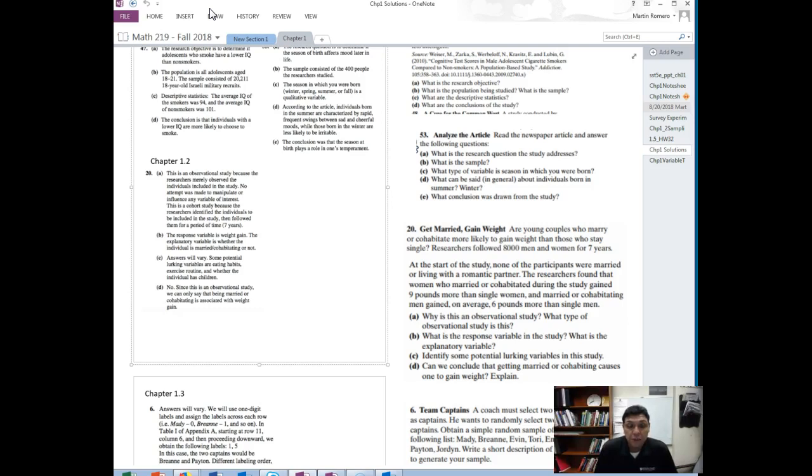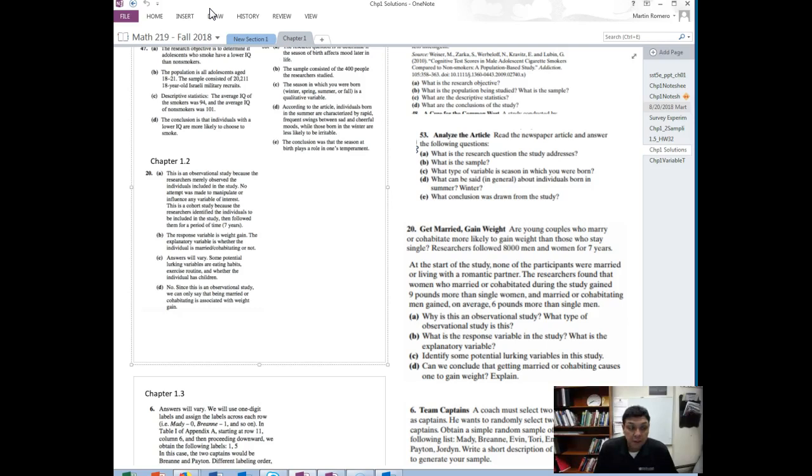We can answer that question by collecting data. And so they followed them and collected the data. How would you do that? You would weigh someone before the study, weigh someone at the end of the study, and see if they gained more weight. First question, why is this an observational study?